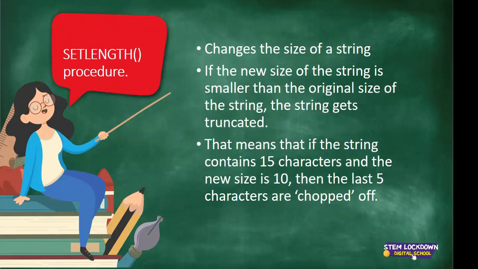So the set length procedure changes the size of a string permanently. That's what it does. So you apply the set length on a string, and it changes the size to the new size that you set. So if the new size of the string is smaller than the original size of the string, then the string gets truncated at that new point. That means that if the string contains 15 characters, the current string, and the new size is set to 10, then the last 5 characters are chopped off.